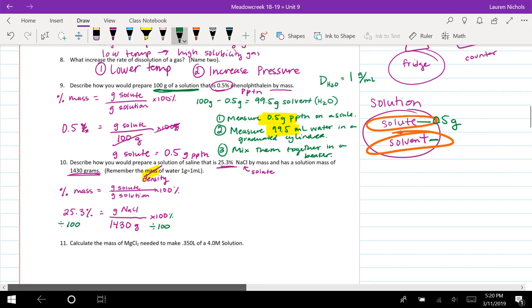Now, the reason why we divide is in order to move the 100 over here and get it away from what we're trying to solve, you have to do the opposite math. So it was being multiplied, so we divide. So when we divide by this, we get 0.253 is equal to grams of NaCl divided by 1,430 grams. And so I'm just going to rewrite that over here so it's a little bit bigger. So 0.253 is equal to grams of NaCl divided by 1,430 grams.